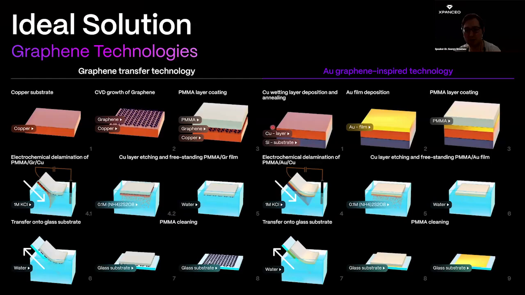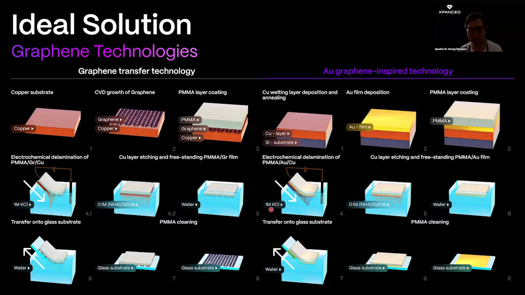So we can cover our silicon substrate with copper, then deposit a gold film on top of the copper, then cover it with a protective layer, then using electrochemistry eliminate the copper from the substrate and dissolve the copper. In the end, you receive the gold with the polymer, transfer it and remove the polymer, and you have your gold on the desired substrate, for example, in your device. So you can see it's very similar to what is produced in graphene technologies.